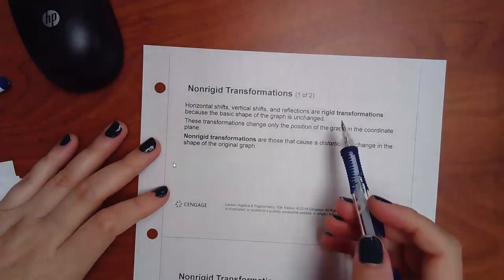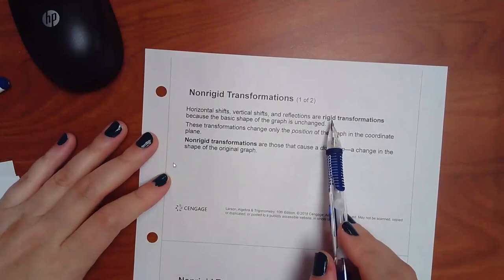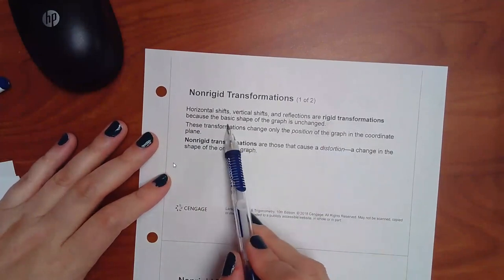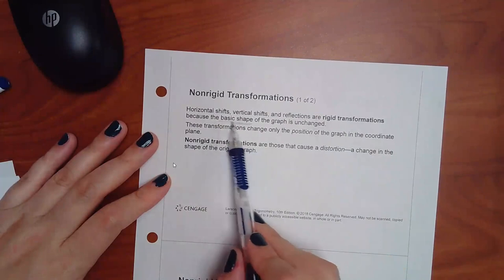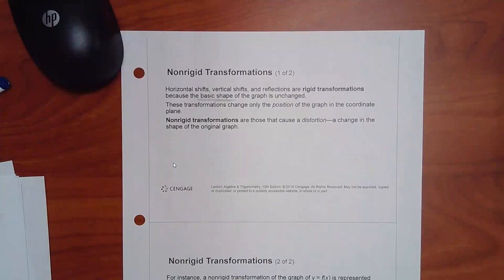shifts. And the reason why these are called rigid versus these being called non-rigid is because the rigid transformations don't change the basic shape of the graph. They just shift it around or flip it over. Right, but it still keeps that same mold, okay? Whereas when you do these non-rigid transformations, you're basically gonna be stretching it vertically or you're gonna be stretching it horizontally.